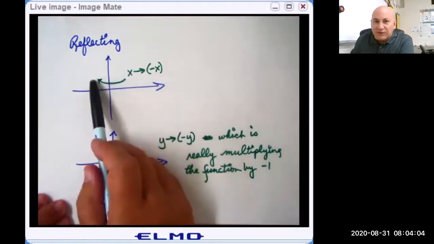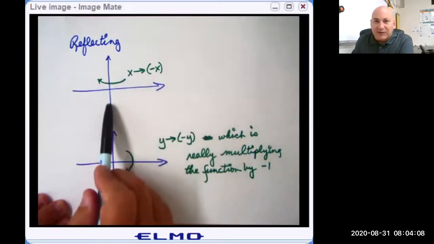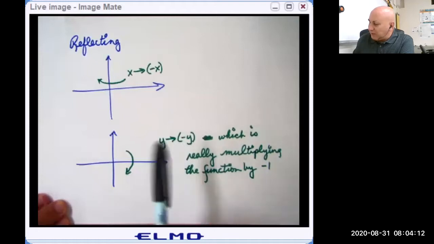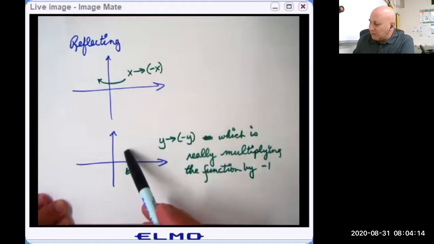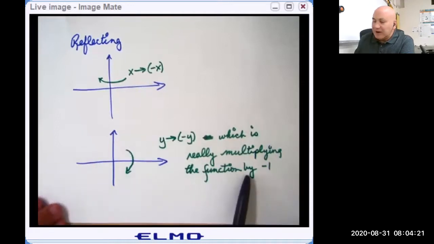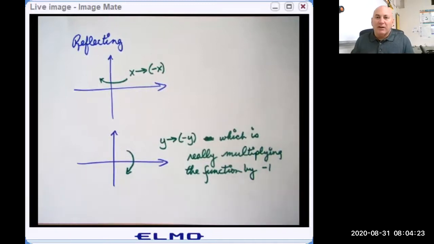And if the curve looks exactly the same as it did before you reflected, then it is symmetric about the y-axis. And when you replace y with negative y, you take a positive y value and make it negative, or vice versa. It's really like you're just multiplying the entire function by negative 1. So all those positive y values become negative, negative y values become positive, and you're reflecting across the x-axis.